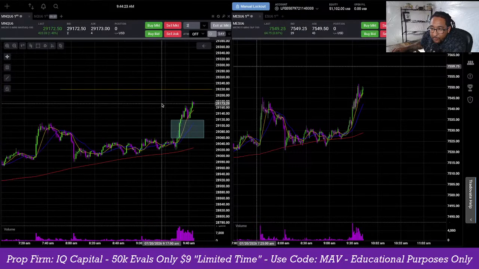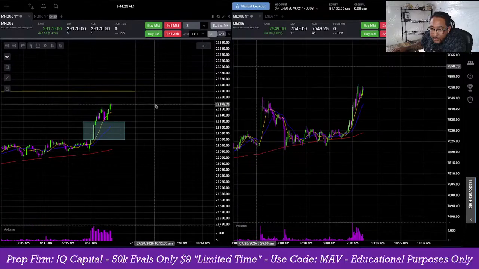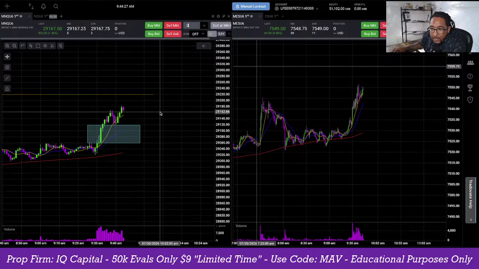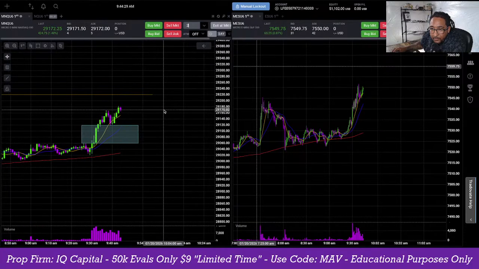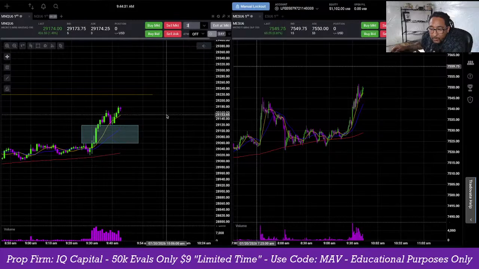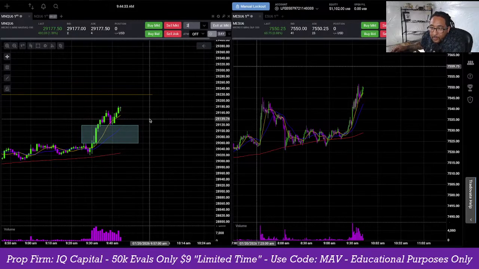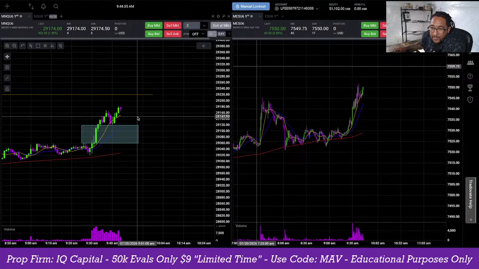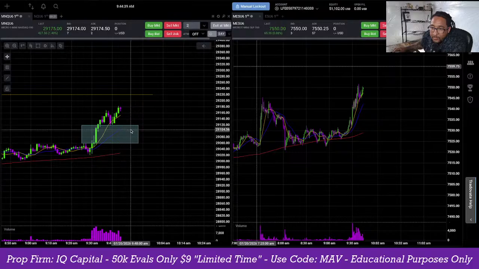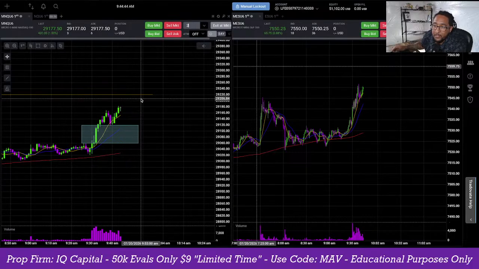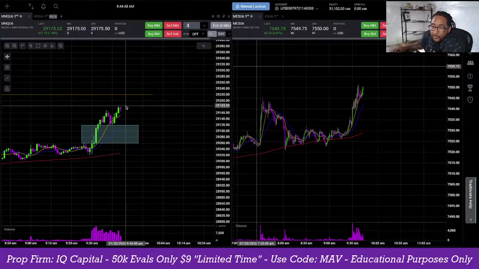But longing in such a premium range is not what I want to do here without a pullback. So being as though we're in such a premium range, I'd like to see a pullback into this inefficiency and then to the upside. Because entering now, we could enter for the long here.